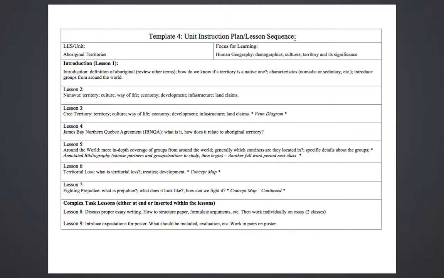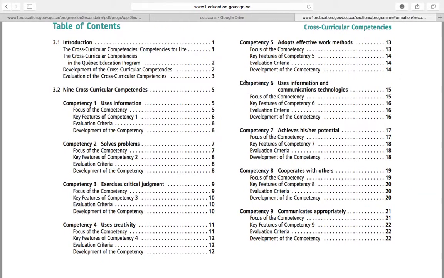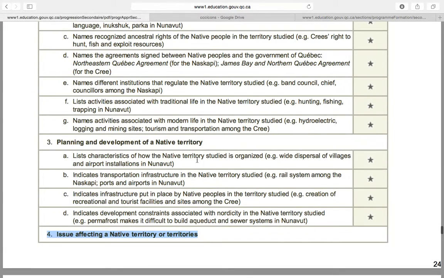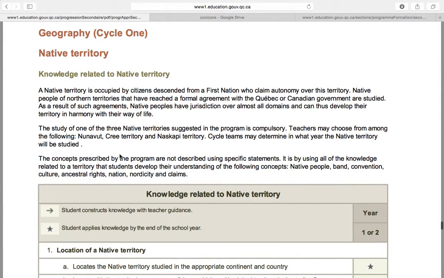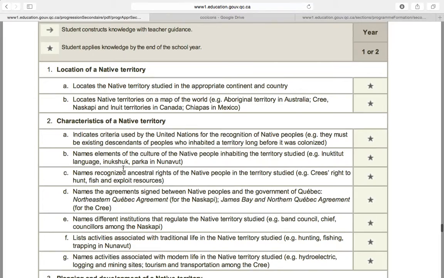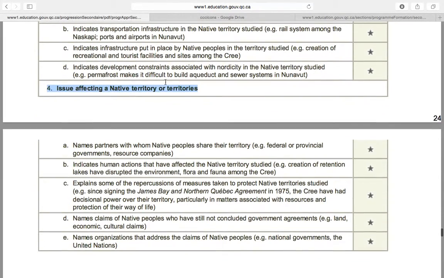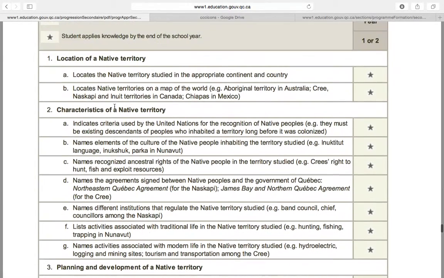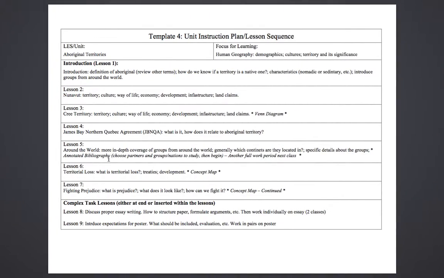And so this was built heavily from the progression of learning, which we looked at again. This is Geography Cycle 1, Native Territory, which is the unit I'm going to be doing. And we looked at how there are 4 aspects they'll need to know, and each aspect has its own descriptors. But these descriptors I used to create the lessons. So lesson 1 is going to be heavily tied to learning what exactly makes an Aboriginal group, and how do we know if a territory is a native one, some characteristics, and introduce groups from around the world.